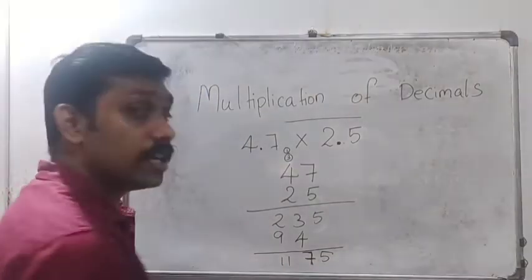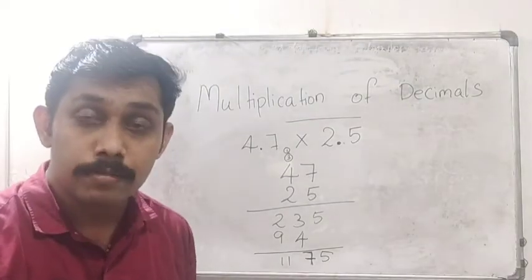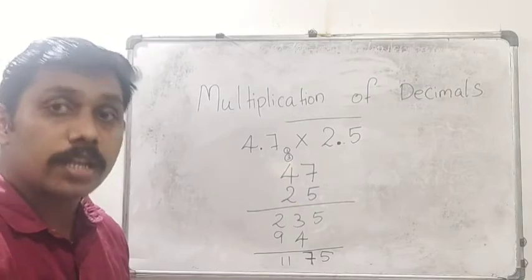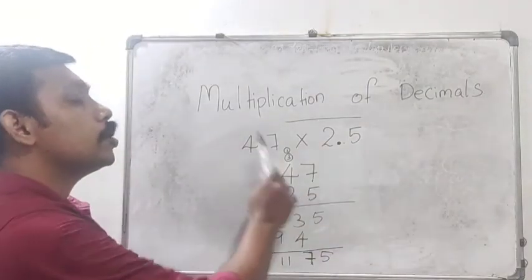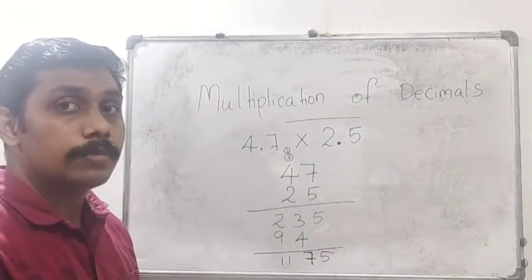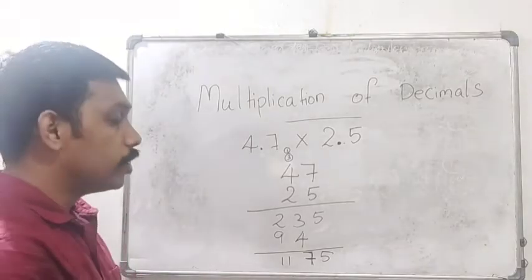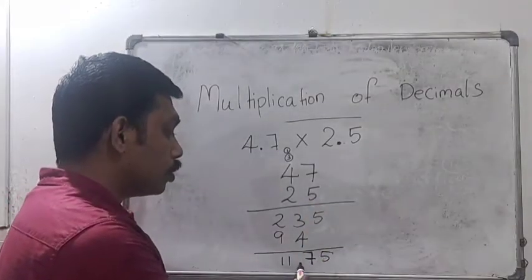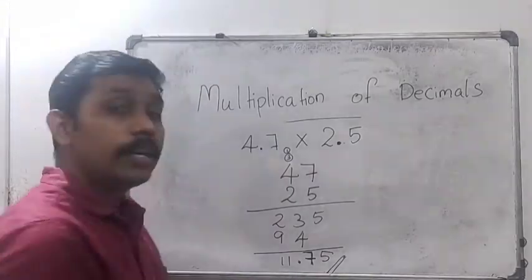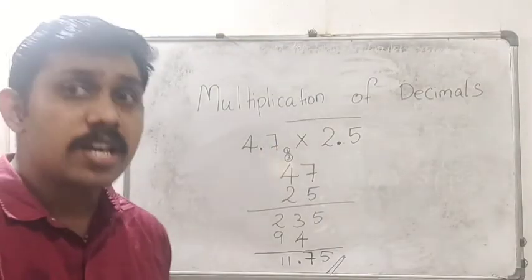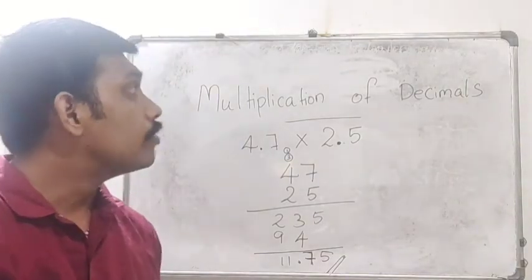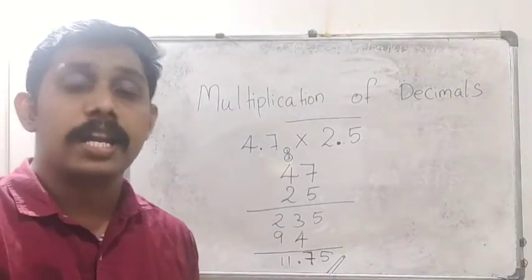1175 is the answer. Now we need to put the decimal point from the right. So before that, count the total number of decimal places. 1, 2. That is 2. Total number of decimal places is 2. Now we need to put the decimal point from the right. That is 2. 1, 2. So the answer is 11.75. Okay. So this is the multiplication of a decimal number by another decimal.